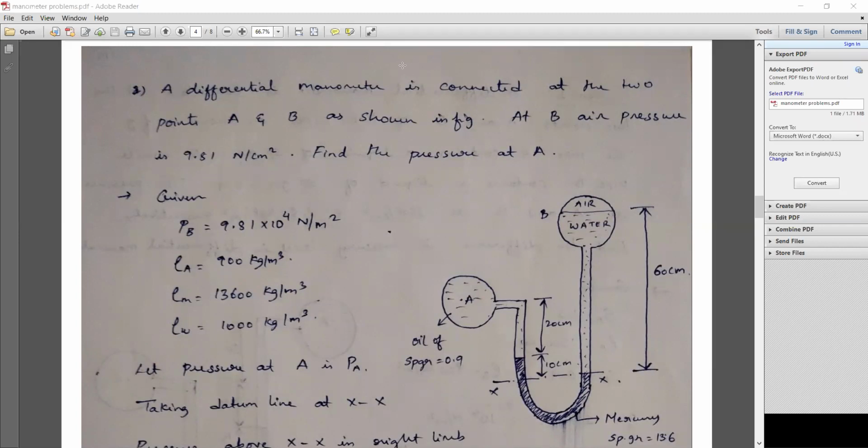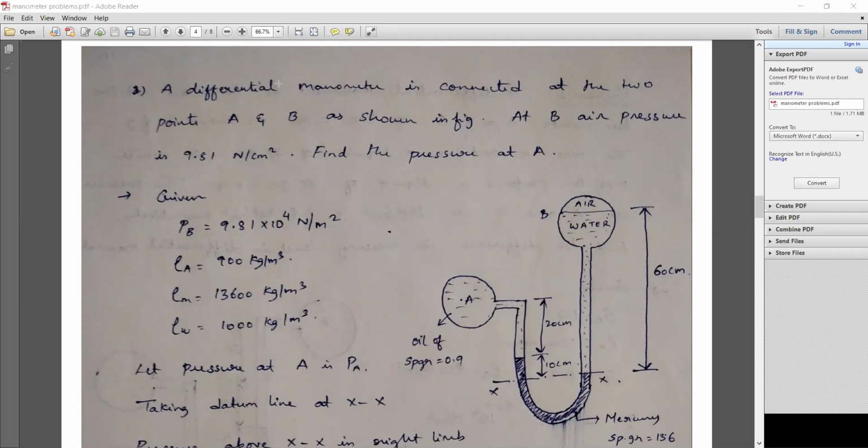So what he gave in the question, you see at B, air pressure is 9.81 Newton per centimeter square. So take P_B value is 9.81. Here it is in Newton per centimeter square. So convert it into Newton per meter square. So multiply it with 10 power 4. 9.81 into 10 power 4 Newton per meter square.